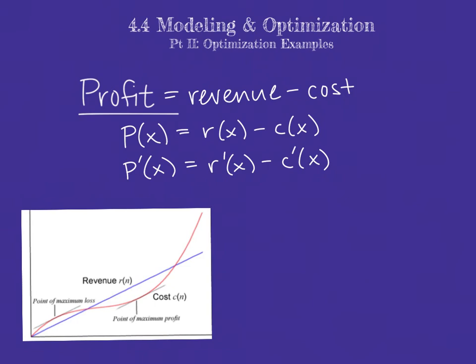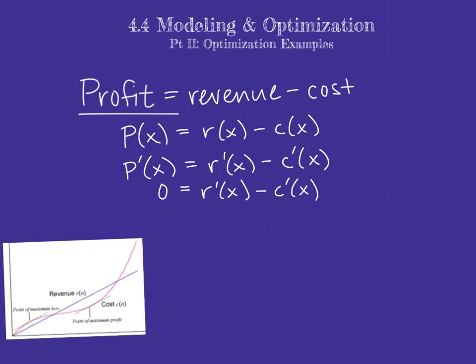Well, in order to find the critical numbers here, we'd set P prime to 0. That means we would have 0 equals R prime of X minus C prime of X. And adding C prime of X to both sides would give us when R prime of X equals C prime of X. That's when we would have a maximum or minimum, again, profit. So the maximum profit occurs, or potentially occurs, at any point where R prime equals C prime.